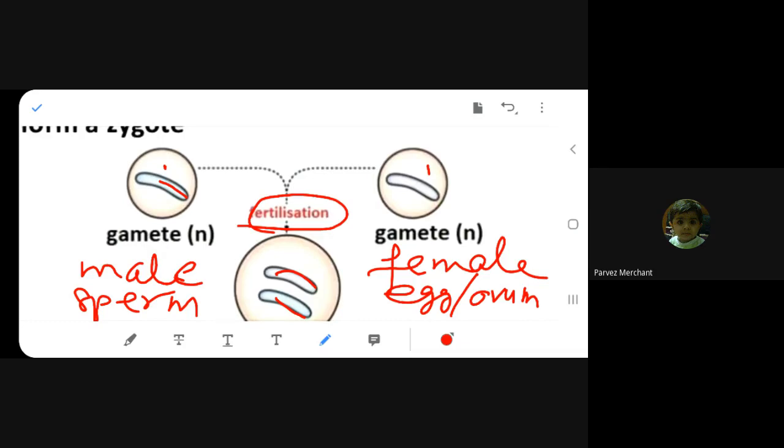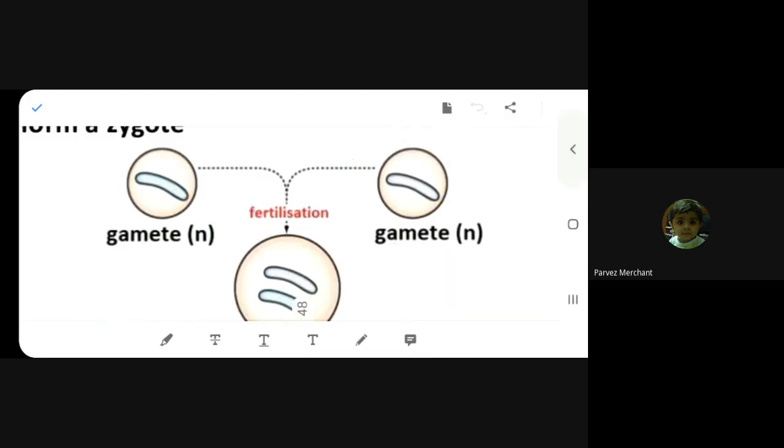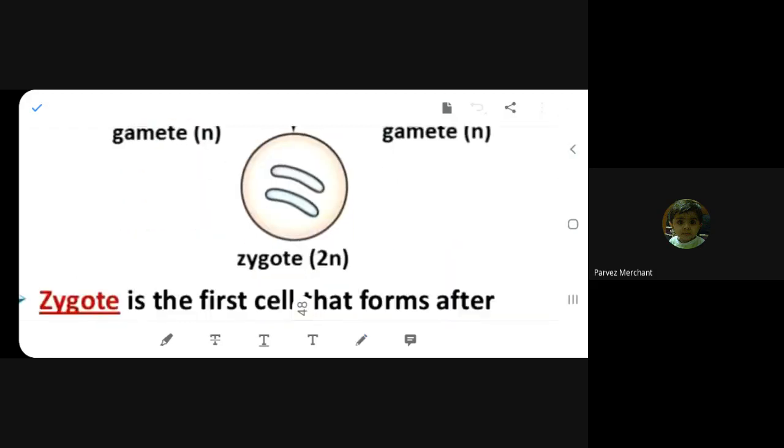So what sort of division is going on over here? Meiotic division. It is meiotic division, where the chromosome number becomes half. They are becoming half. Okay? Only this much you should understand, not more than that.